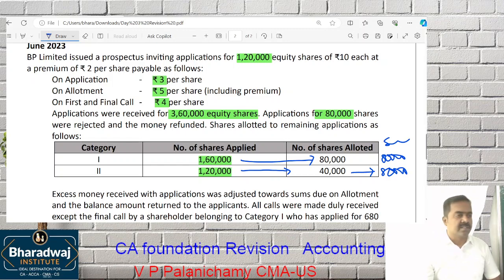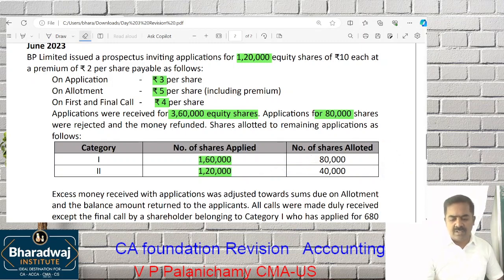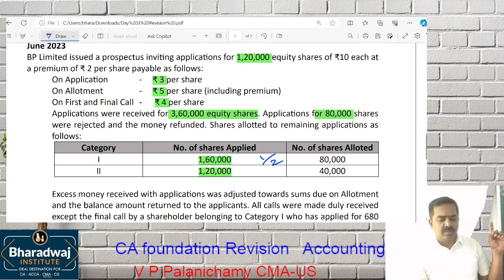1,20,000 shares. Otherwise, more than the accounting, I request you to think, look at the allotment proportion. For 1,60,000, we have given 80,000 shares. Now, allotment 1 by 2. Clear? 1 share for every 2 shares. 80,000 shares are given for 1,60,000, 1 by 2 allotment. 40,000 shares are allotted for 1,20,000 applications, 1 by 3 allotment. If you apply for 3 shares, you get 1 share.